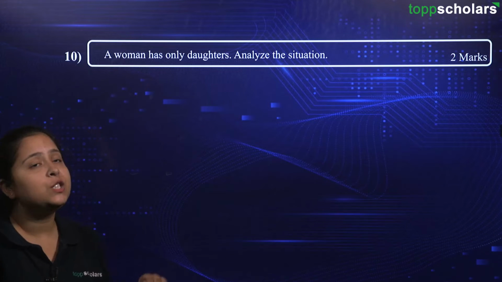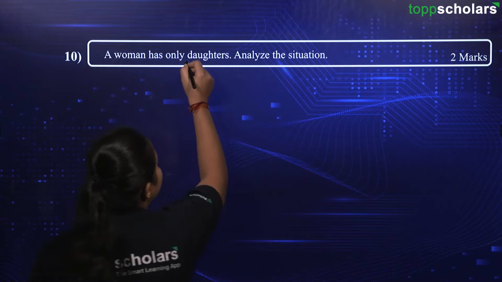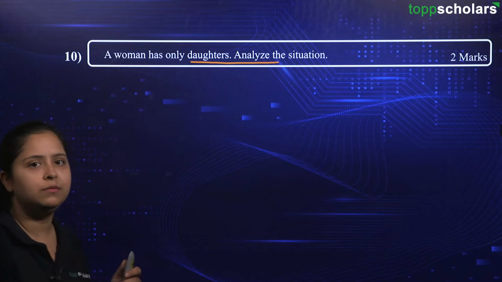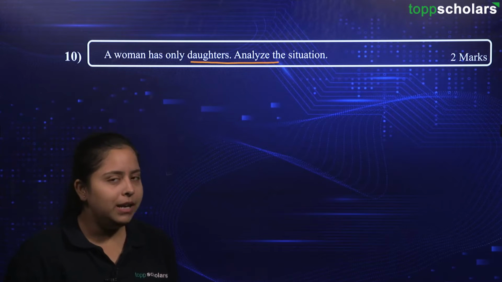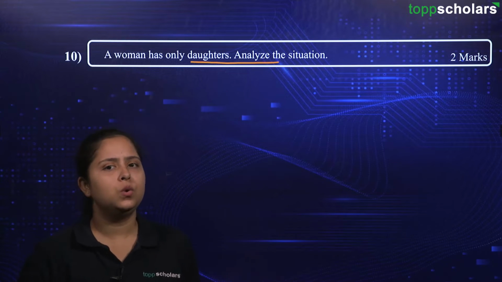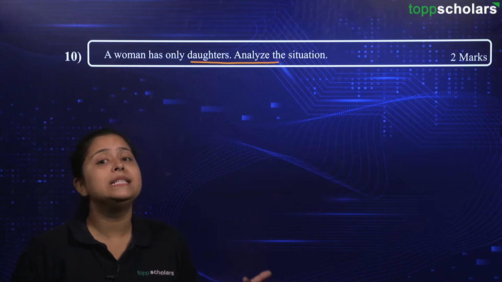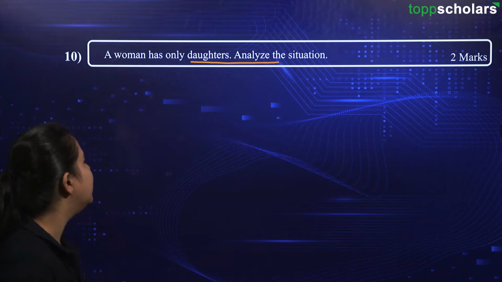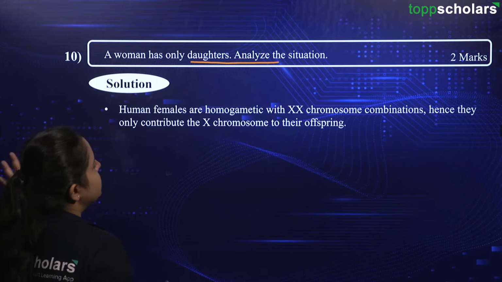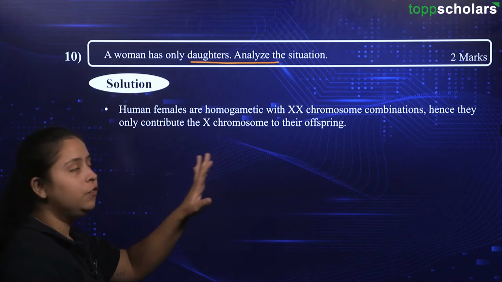Here is the question asked for 2 marks. The question says, a woman has only daughters. Analyze the situation. Very simple. You have found a family in which there are only daughters. So, why is that so? Why are no males present in that family? Let us analyze this situation. This question is again coming from the sex determination of human beings topic.